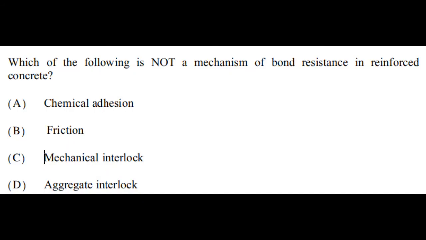Let us see a past year GATE paper question. Which of the following is not a mechanism of bond resistance in reinforced concrete? Option A, chemical adhesion. Option B, friction. Option C, mechanical interlock. Option D, aggregate interlock. Just now we have seen, the correct answer will be aggregate interlock, because chemical adhesion, frictional resistance, and mechanical interlock are all mechanisms of bond resistance in reinforced concrete. Only aggregate interlock is not a mechanism of bond resistance.